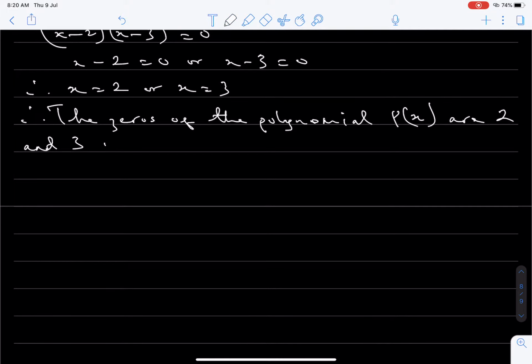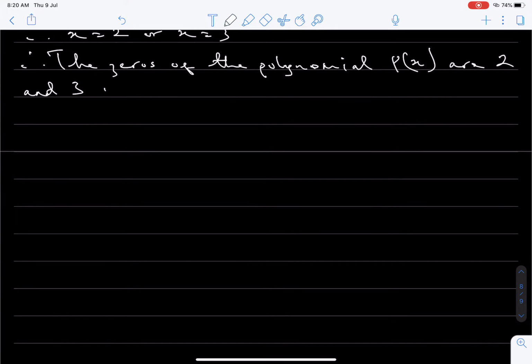So that's it, very simply. That's how to find the zeros of a polynomial. Now quickly to the next concept, which is the remainder theorem.